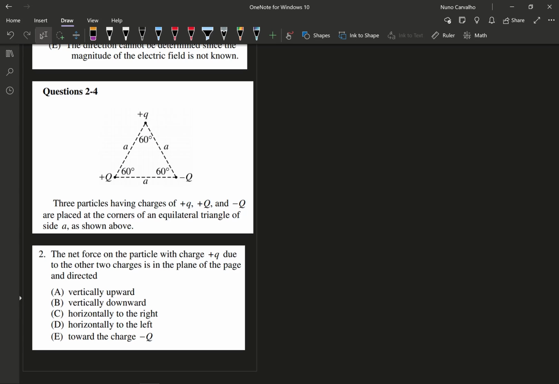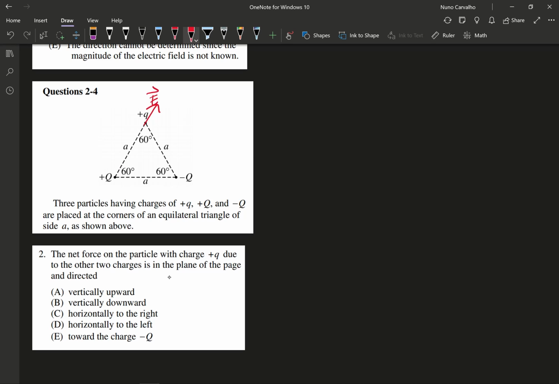Number two, we're given a charge distribution shown above, and we're asked: the net force on the particle with charge plus q due to the other two charges is in the plane of the page and directed towards... Well, let's think about what each charge is causing in terms of the electric field on this point right here. So this charge here will be repelling, right?